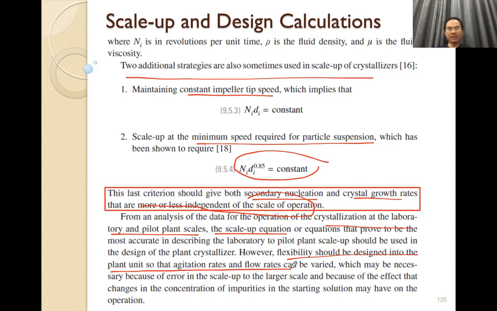There may be error in the scale-up to larger scale because of the effect of change in concentration or impurity in the starting solution on the operation between the lab scale and large scale. For the large scale, mostly we use the industrial scale. Sometimes the impurity is higher than in the lab scale, because at lab scale it is easy to manage the feed and the initial concentration of impurity. That means there are sometimes differences in flow rate or aggregation rate between the lab scale and large scale.